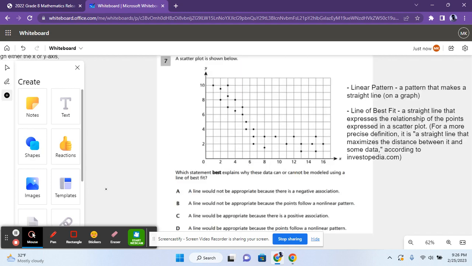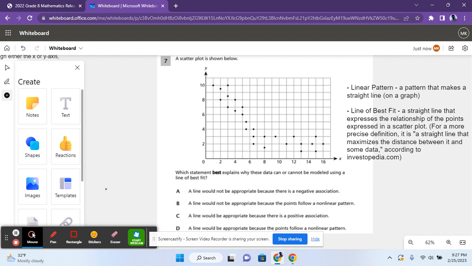So for question 7, it says a scatter plot is shown below. Which statement best explains why these data can or cannot be modeled using a line of best fit? So here I have some more definitions. Make sure to pause the video and copy them down. Are you done? Good. So linear patterns is patterns that make a straight line, and this definition is only applicable when we're talking about graphs. So like number patterns, you cannot use this definition.